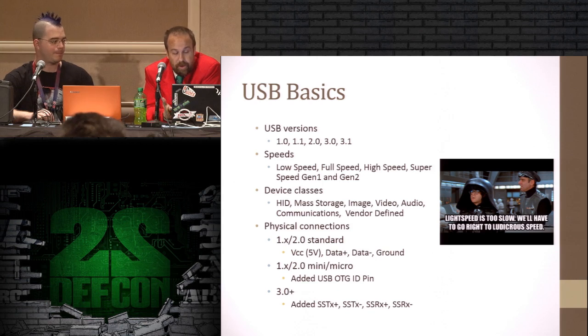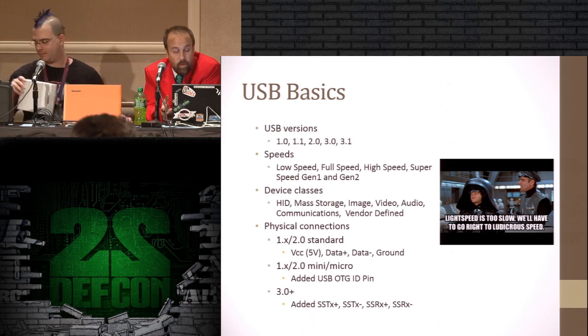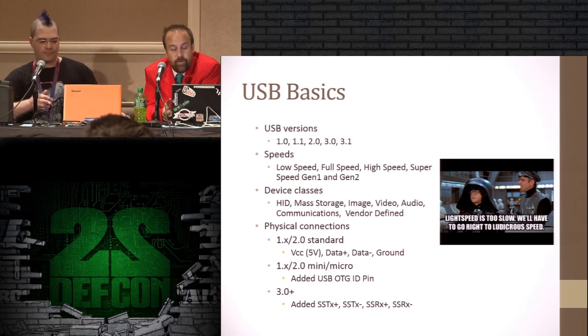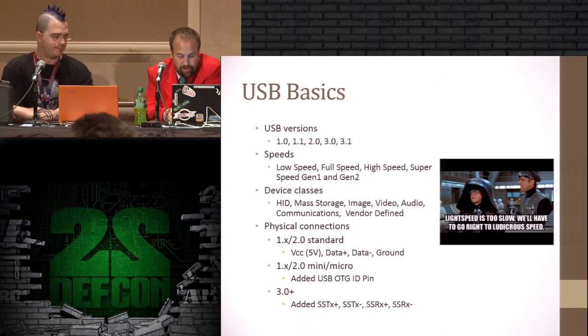We're going to rush through the basics, but there are basically four main pins: VCC, the data plus and minus differential pair, and ground. Then the mini and micro connectors have the On-The-Go ID pin, just to be able to detect if it's a host or a device. And then 3.0 and 3.1 have added the SuperSpeed differential receive and transmit pairs. So that's the really, really high-level view.